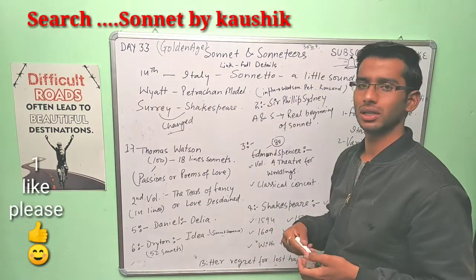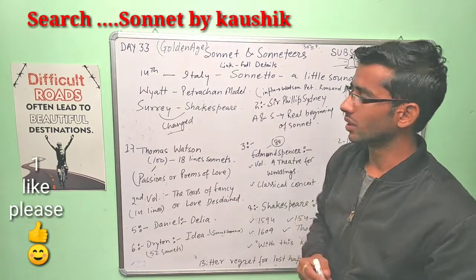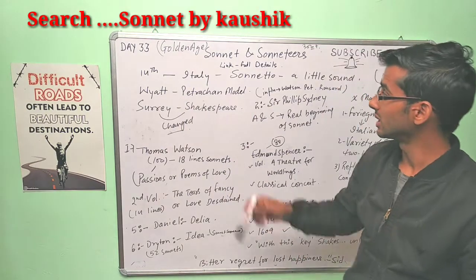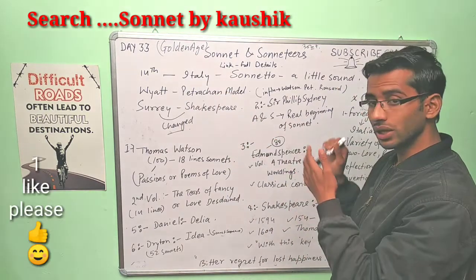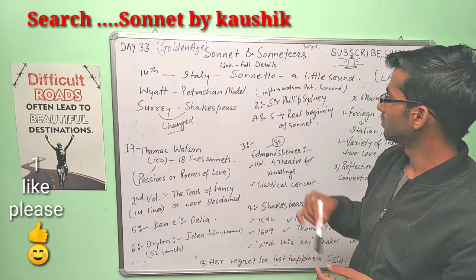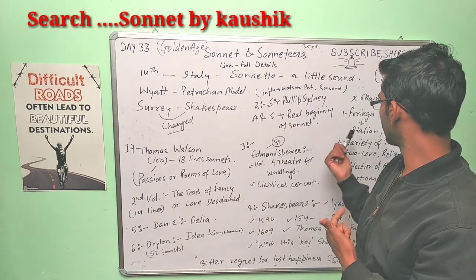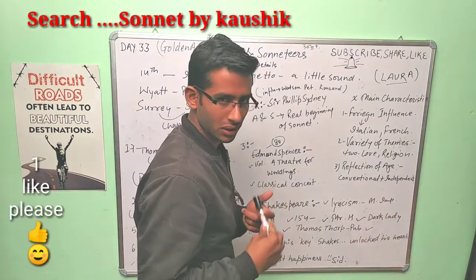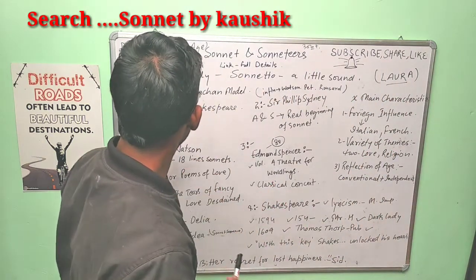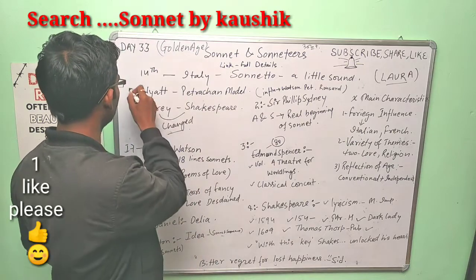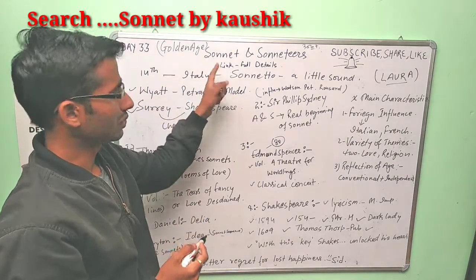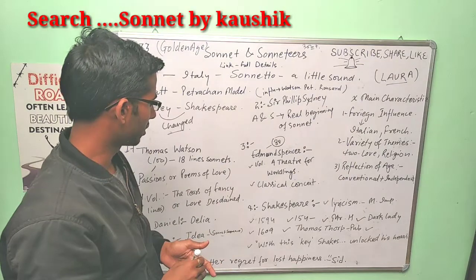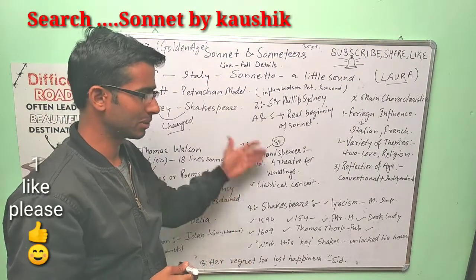First, a small introduction. The sonnet started in the 14th century in Italy. It came through Italy to England. That's why we have influences here, like Italian and French influences, right? There are some people like Petrarch and the sonnet, as I have already told you, that you can check out in that video. Some more special things we have here.